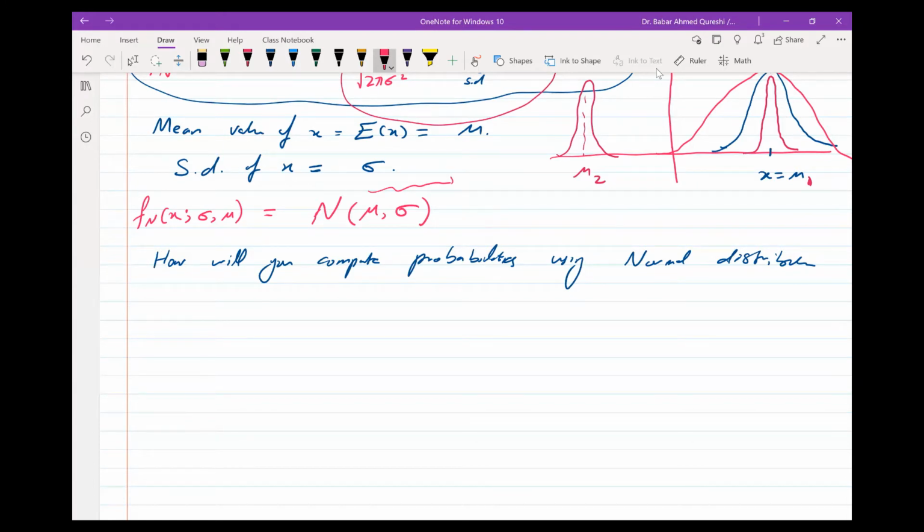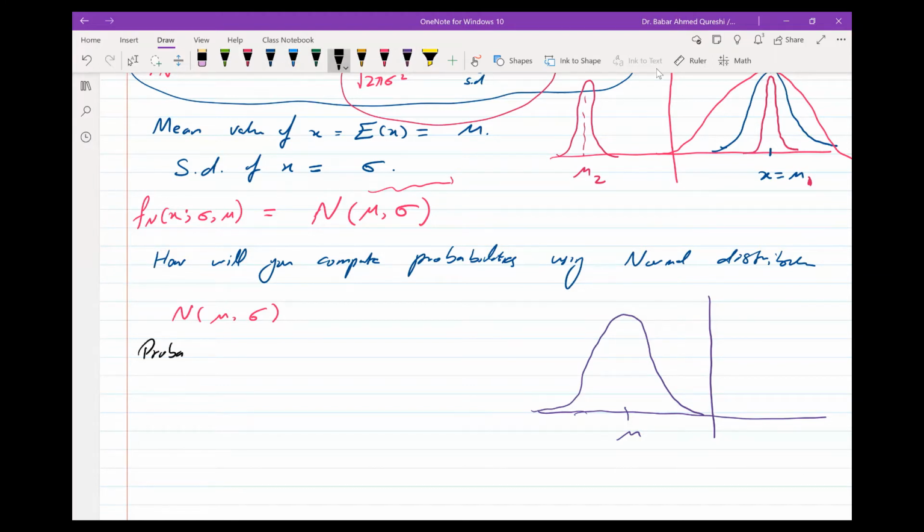Now, how will you compute the probabilities? Suppose you're given some N(mu, sigma), and this is its graph. Here is the mu, and the graph looks like this. You want to ask what is the probability that x, whatever your variable is, is less than a number b. So there's some value here, x equal to b. What is the probability that you will get the value of x as less than b? That means any value which x takes less than b is your acceptable answer.